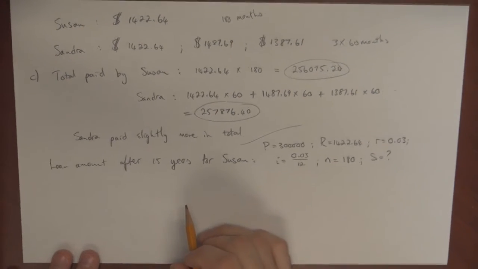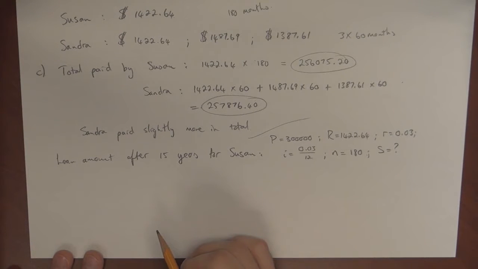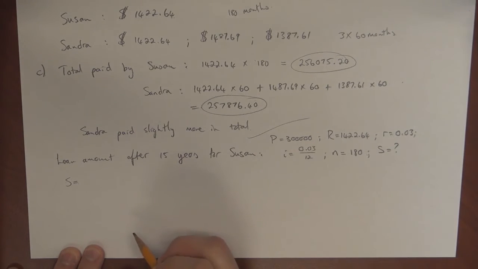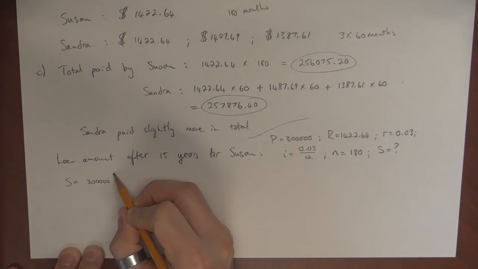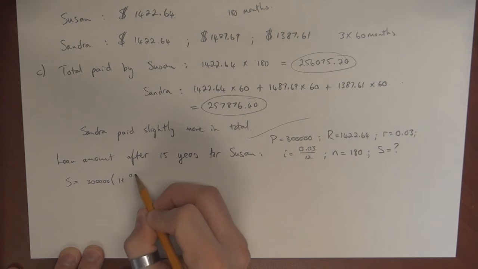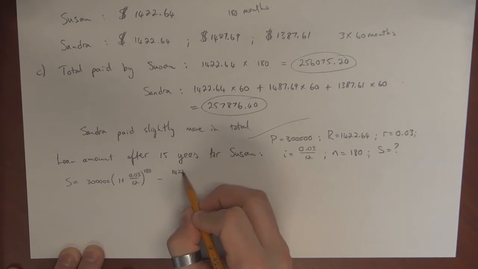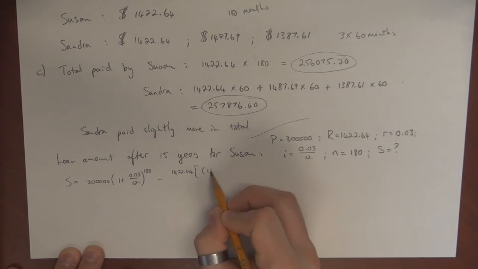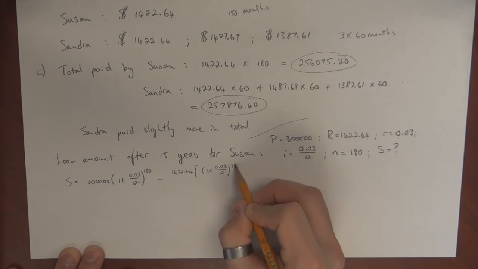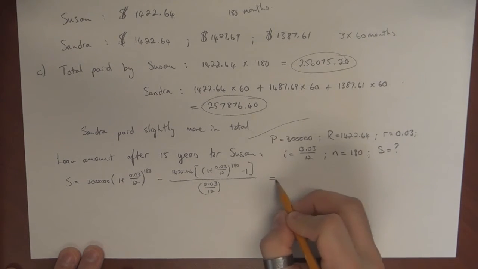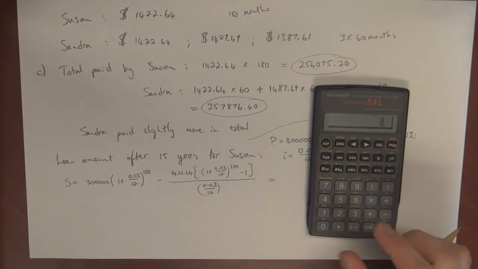So what we're going to use is our basic loan formula, where I want to calculate how much is left on the loan after 15 years for Susan that has a fixed interest rate. So my loan amount, 300,000 times 1 plus I to the power of 180 minus my payment times 1 plus I to the 180 minus 1 over I. Let's see what I get for what's left on her loan.